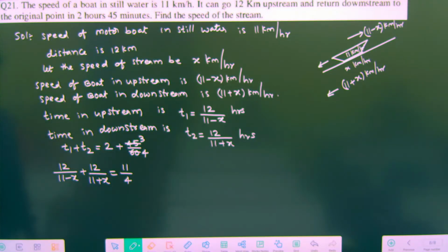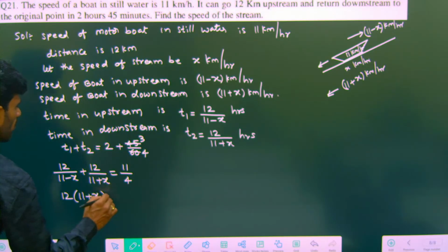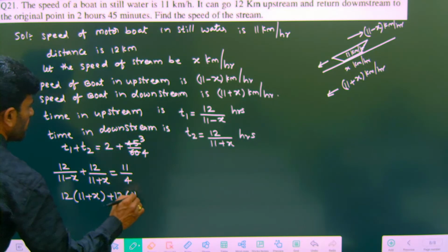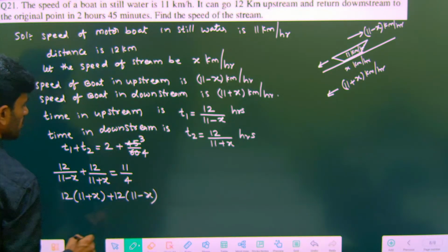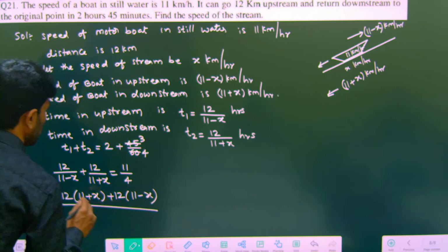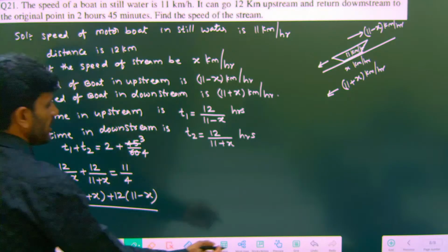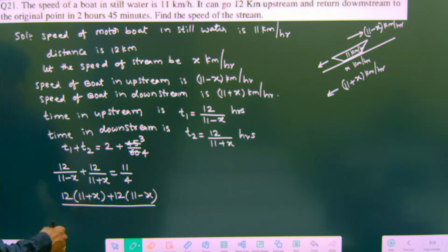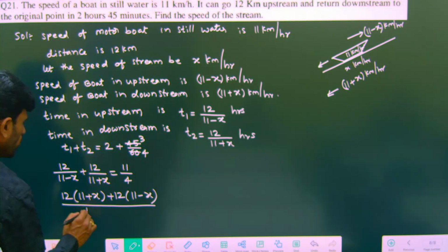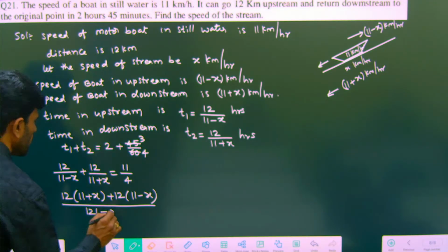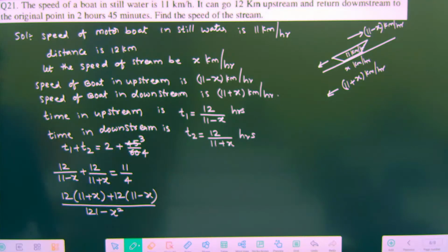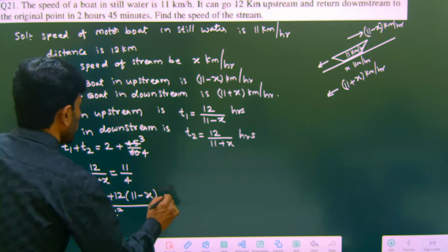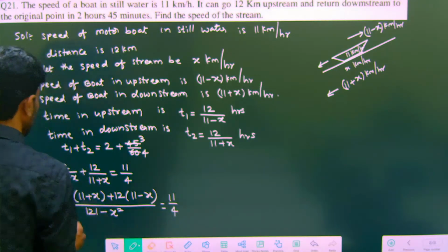Now again we have to take the LCM on this side. It is 12 into 11 plus x plus 12 into 11 minus x by 11 minus x into 11 plus x. It's looking like a minus b into a plus b. A minus b into a plus b is what? A square minus b square. So 121 minus x square. 11 square is 121, minus x square is equal to 11 by 4. Now we have to simplify this.